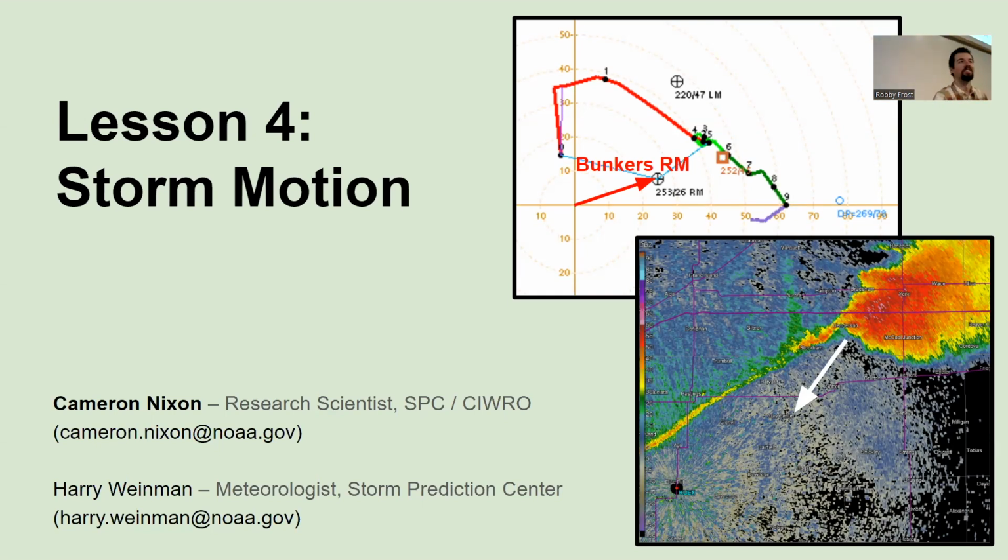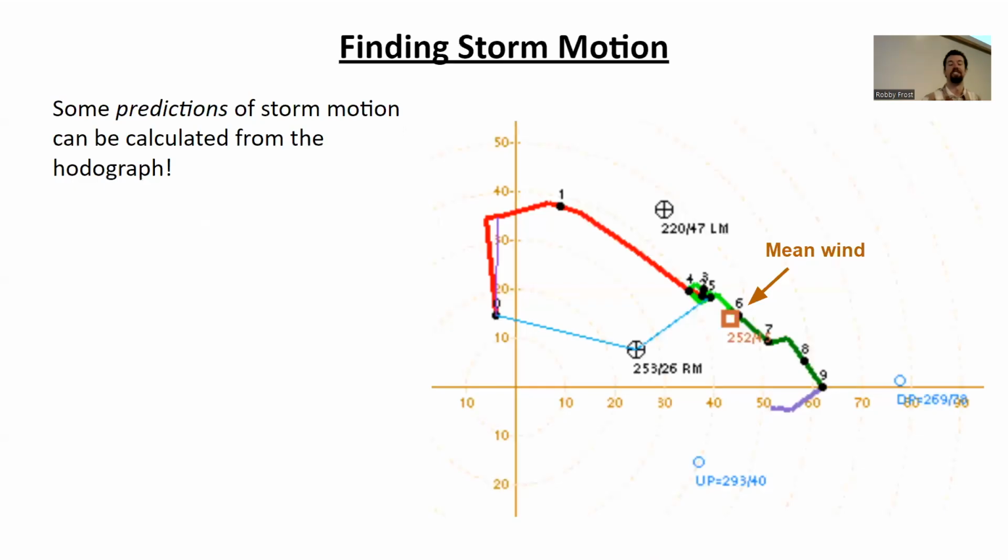Okay, now we're going to talk about storm motion, because let's say you're sitting here, a storm's initiating off the Wichitas, you've got to figure out where the heck it's going to go from there. So what we're going to use is the hodograph to figure this out, because there's a lot of ways that we can predict or estimate the potential storm motions using just the hodograph alone.